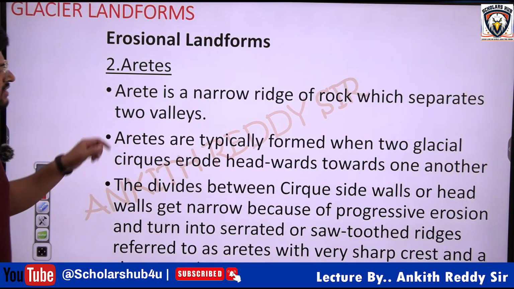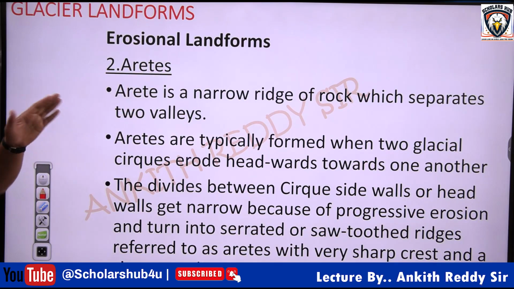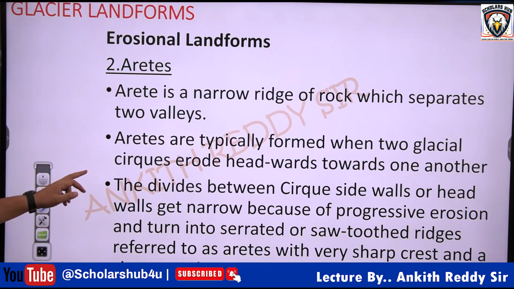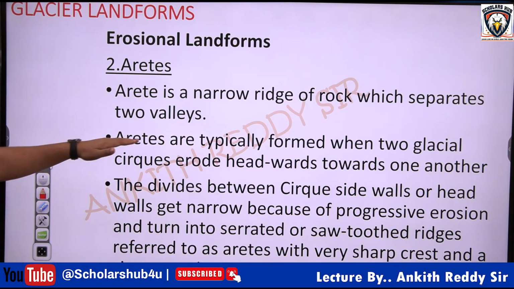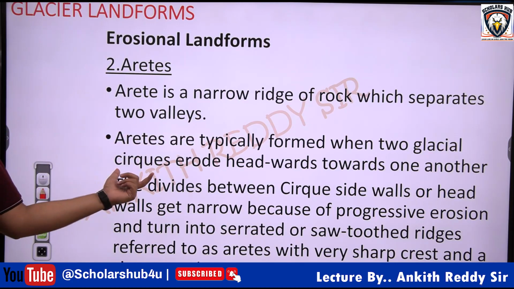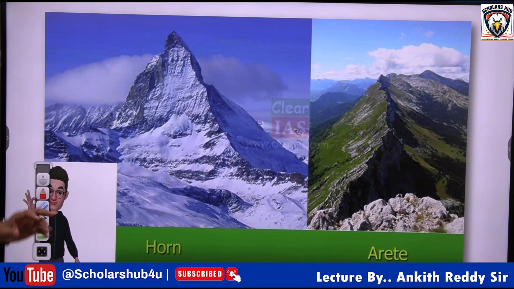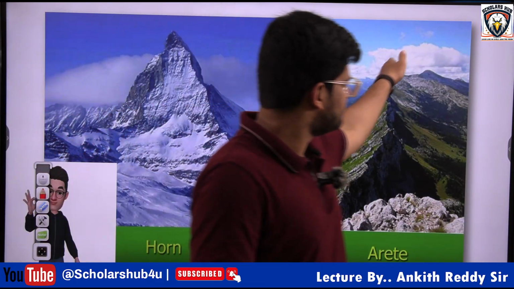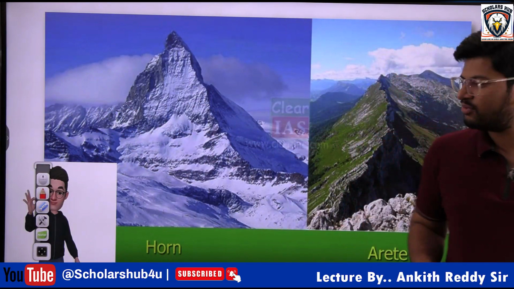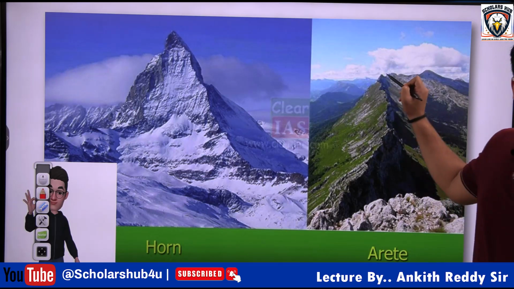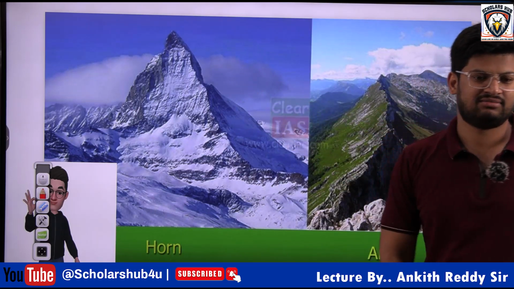So what is an arête? An arête is a narrow ridge of rock which separates two valleys, sharpened by the cirques. So when does it form? Arêtes are typically formed when two glacial cirques erode, and a sharp edge forms in between. Clear? These are nothing but mountains. Mountaineers use these edges to climb the mountain.